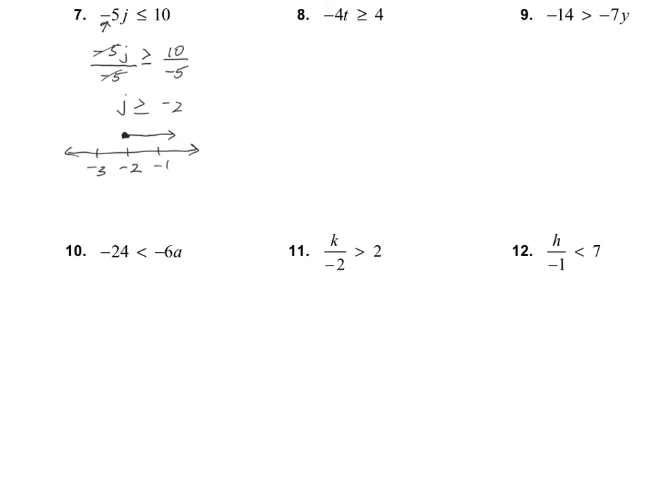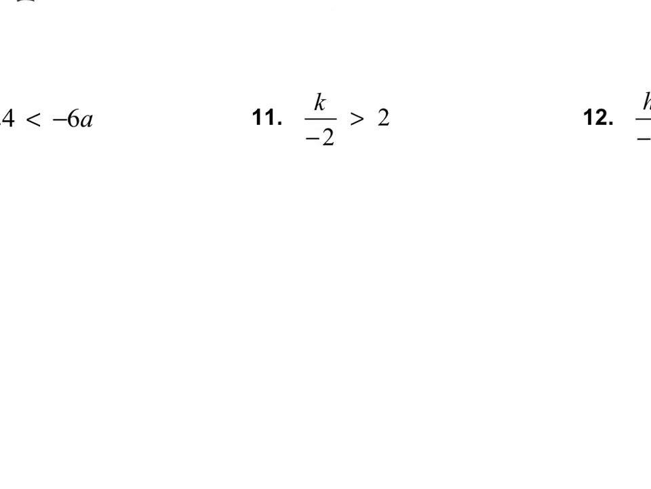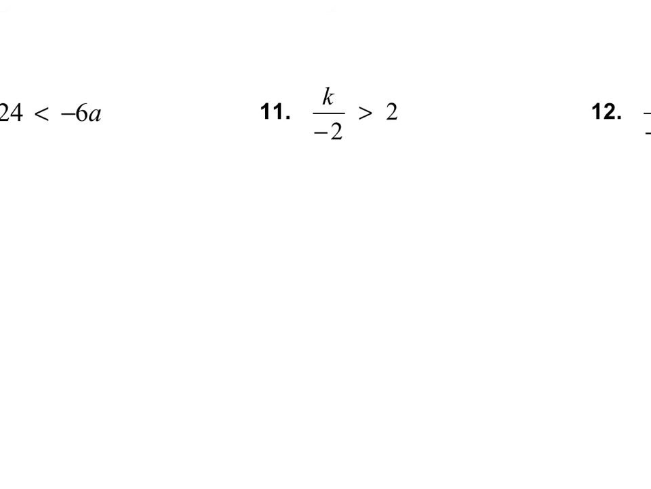Let's take a look at, I would like to take a look at number 11 because it's a little different. It's like number 12. So hopefully you'll be able to do it after you see this one. You should be able to be okay for number 12. So we got K over -2.